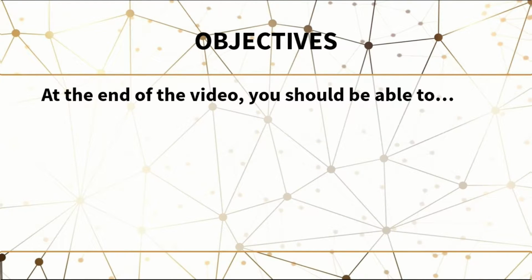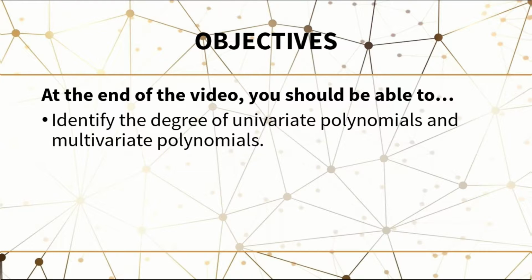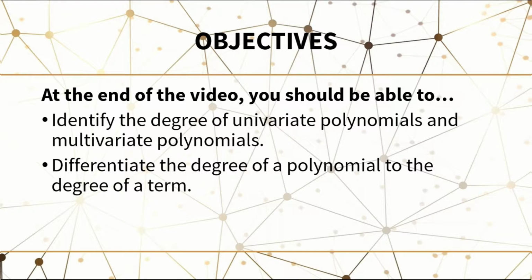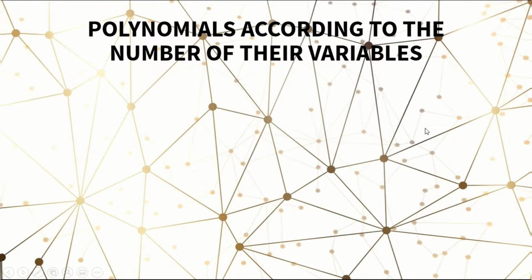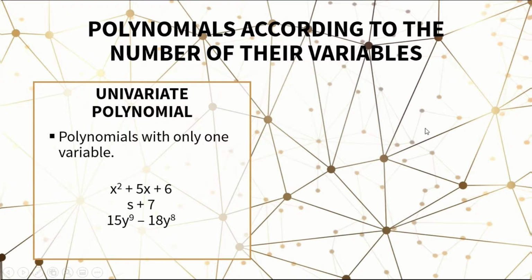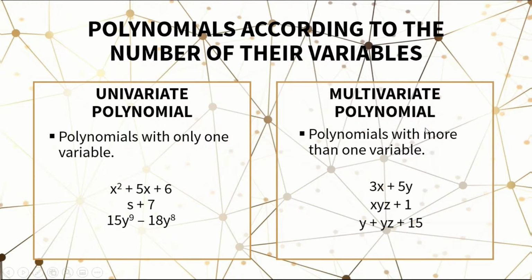At the end of the video, you should be able to identify the degree of univariate polynomials and multivariate polynomials and differentiate the degree of a polynomial to the degree of the term. So, meron ako nabanggit na terms dito na univariate polynomials and multivariate polynomials. So, ano nga ba yung dalawang iyon? So, we have the univariate polynomial and the multivariate polynomial.